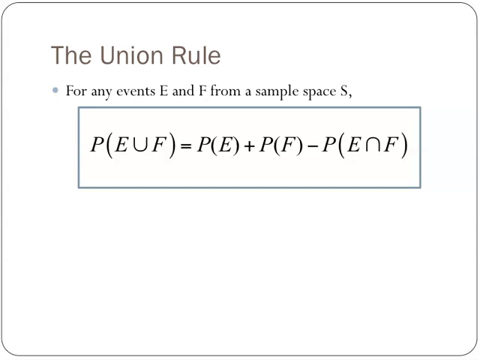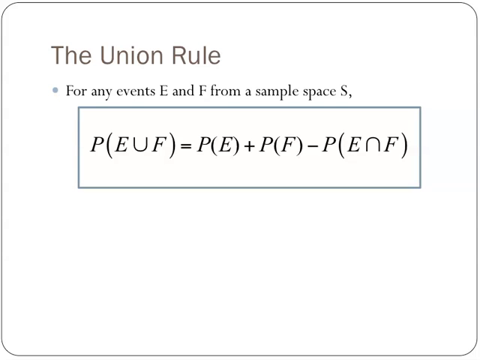If you have two events E and F from your sample space S, then the probability of E union F is equal to the probability of E plus the probability of F minus the probability of E intersected with F. Really, this is just an extension of some set theory where we talked about how if you count all the elements that are in one set and add them to all the elements in the other set, if there is an overlap, then you've double counted everything that's in the overlap and you'll have to subtract that out. So that's exactly what's happening here.